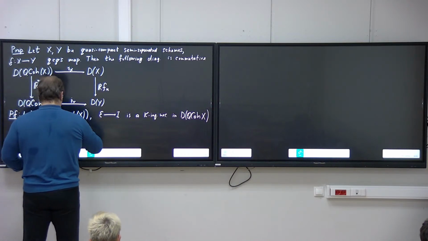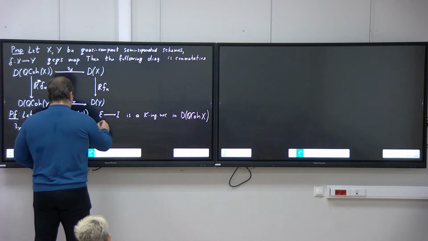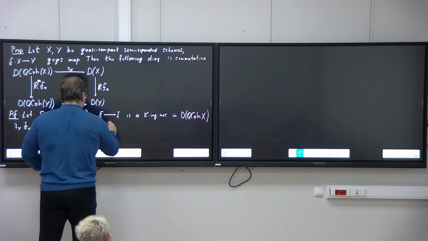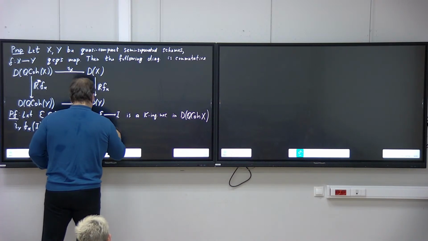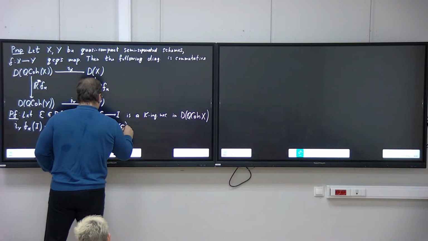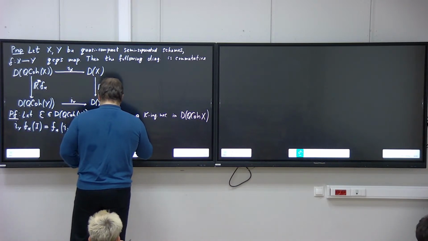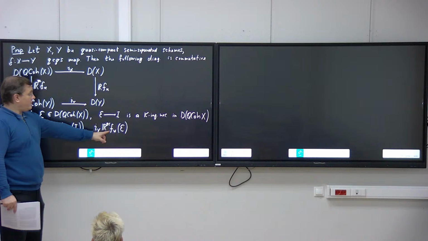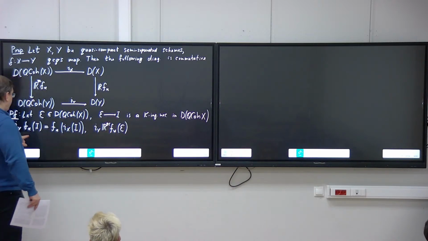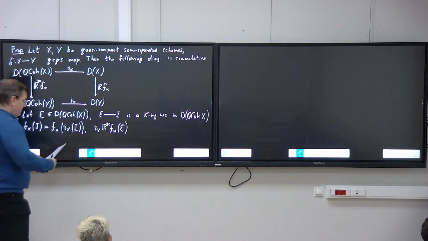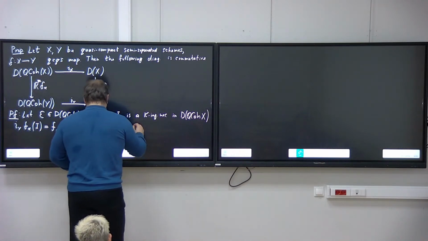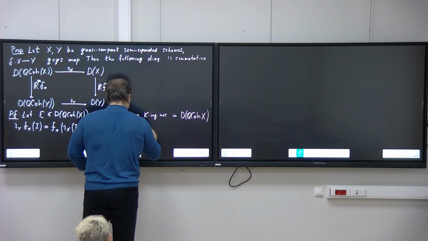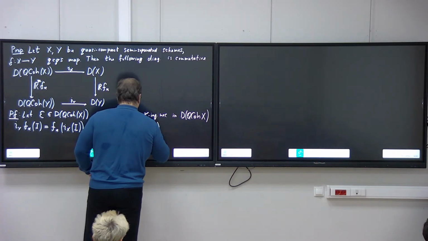Now I can write the following composition. I take the derived functor QC f lower star from D QC of X to D of Y, applied to some object E. Since I know the computation of this derived functor, I just need to apply f lower star to the resolution, right? So I'll get exactly the left-hand side of the previous identity. So I can as well just write that this is equal to f lower star I_X applied to this resolution, right?